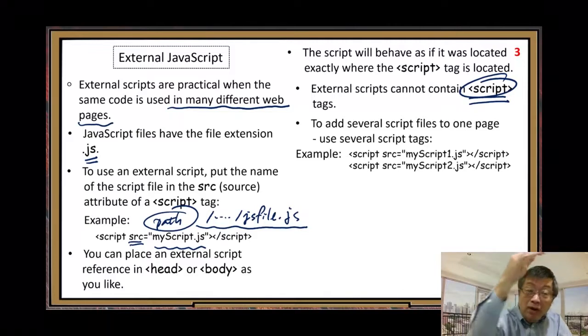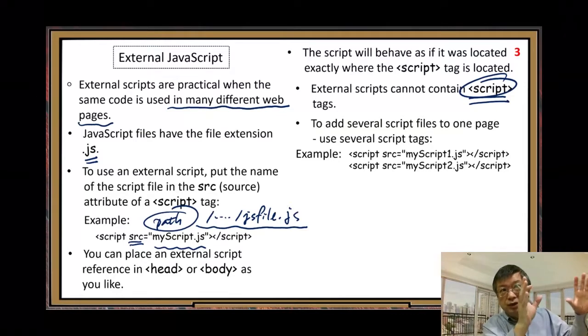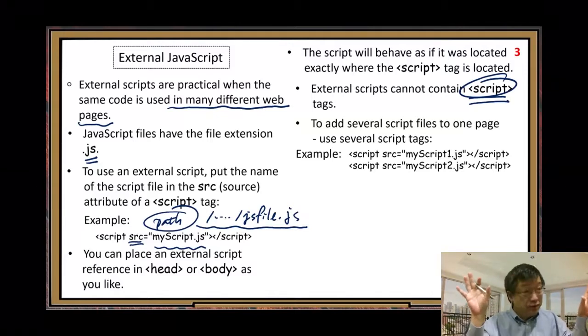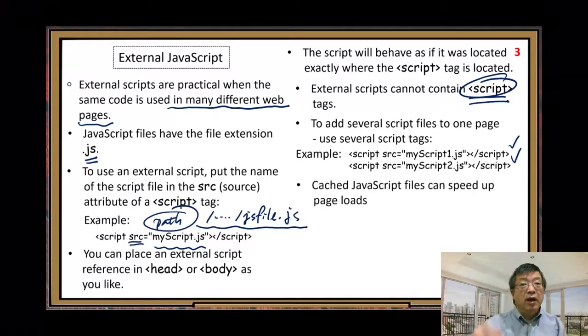Sometimes we may have multiple JavaScript files, each file including some type of special functions. So you have JavaScript functions in different categories, and you use different JavaScript files. That's also possible. So you can include file 1, file 2, as many as you like.